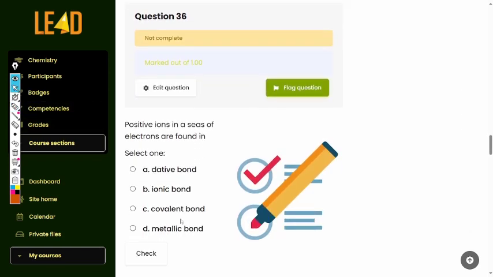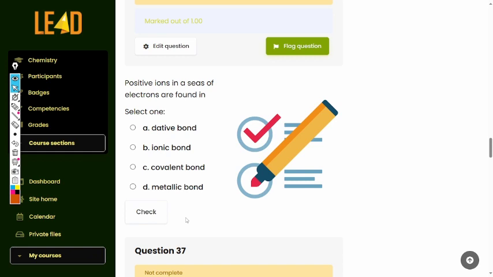Okay, 36. Positive ions in a sea of electrons are found in. Okay, so the instance where we have a positive atom and then we have a sea of electrons moving around, mobile electrons are free to move around. So for instance, we see that in metallic bond. So if you have copper ions, copper that has lost its electron, but the electrons are still mobile around.